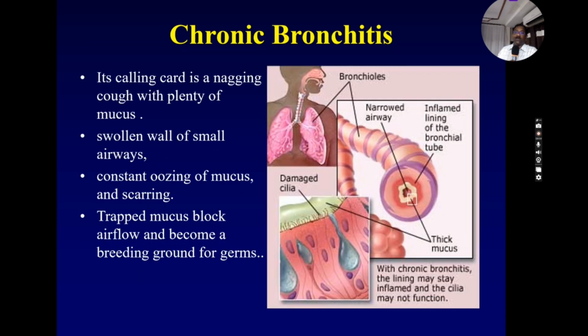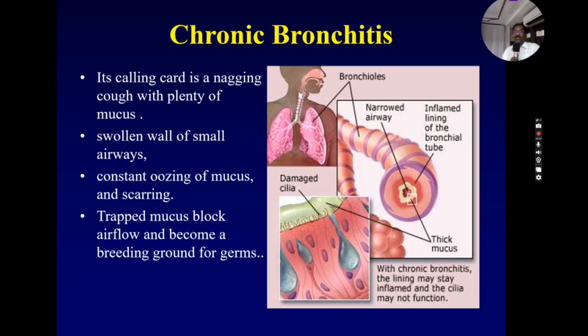So this is chronic bronchitis. Here the airway is narrowed. There will be an inflamed lining of the bronchial tube. And here I told you the cilia will be damaged. So with chronic bronchitis, the lining may stay inflamed and the cilia may not function. So a lot of infections will go inside. So it is called a nagging cough with plenty of mucus.